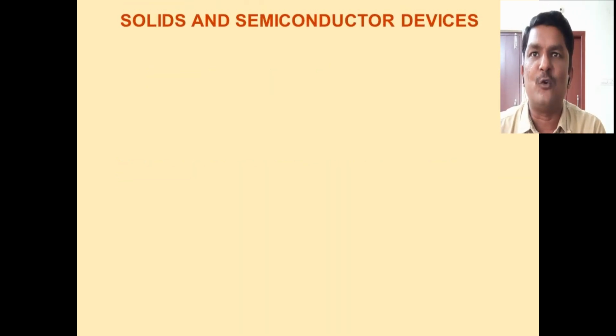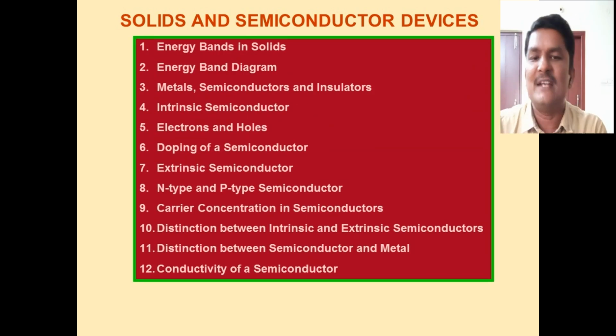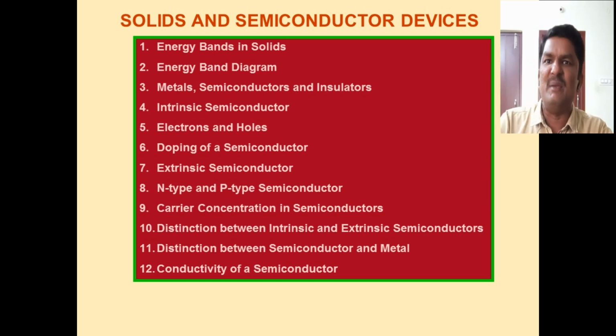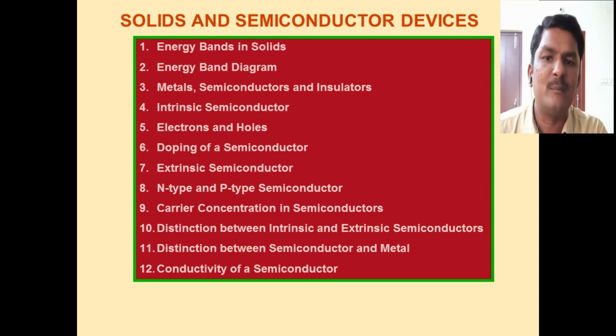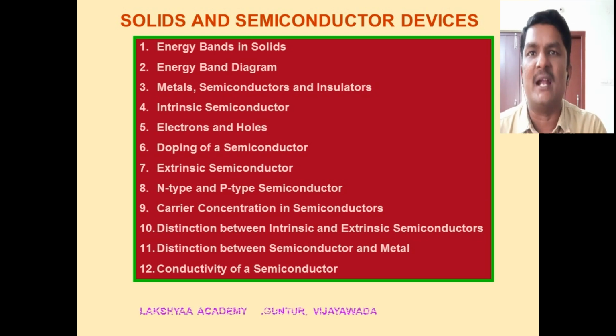So I divided this total lesson into 4 parts. In the first part, we learn the topics energy bands in solids, energy band diagram, metals, semiconductors and insulators, what is an intrinsic semiconductor, the concept of electrons, holes and doping of a semiconductor, what about extrinsic semiconductor and types of semiconductors, current flow in a semiconductor, distinction between pure semiconductor and impure semiconductors, and conductivity in semiconductors.